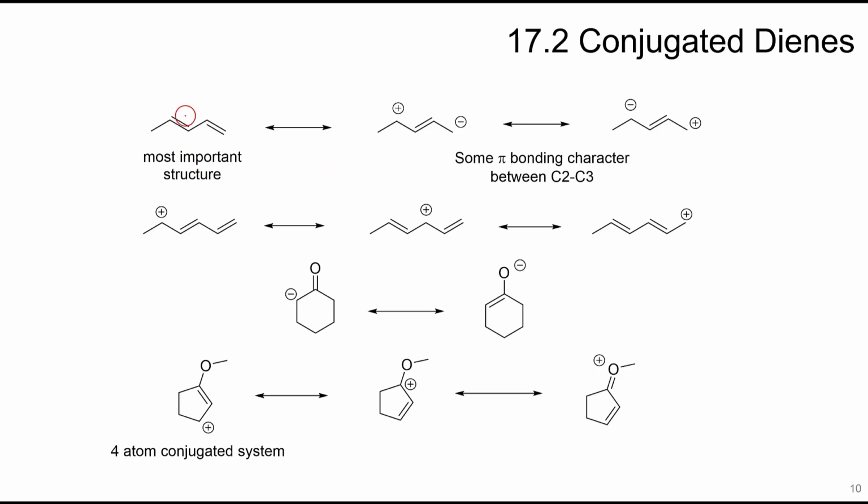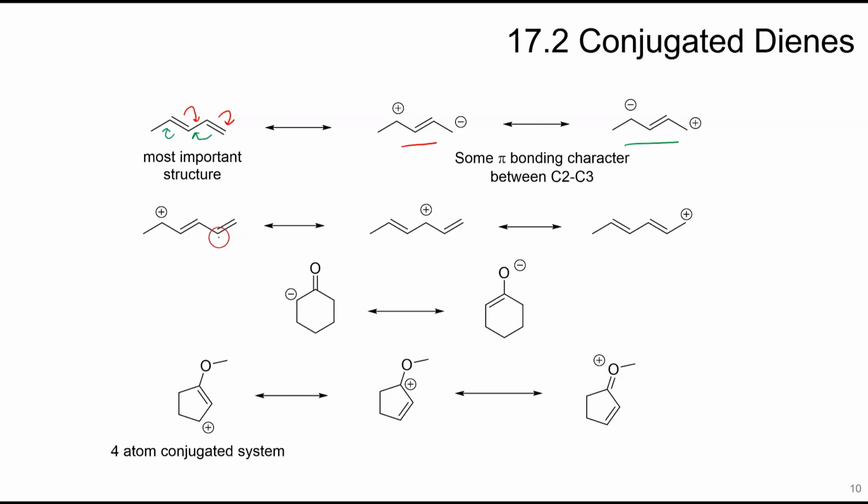We could draw a resonance structure where these electrons go into here, those come on to the end. That gives us this one, or you can move these electrons into here to get this resonance structure here. So we see some pi bonding character between carbon 2 and carbon 3, but we have the separation of charge, which is not ideal in resonance structures.